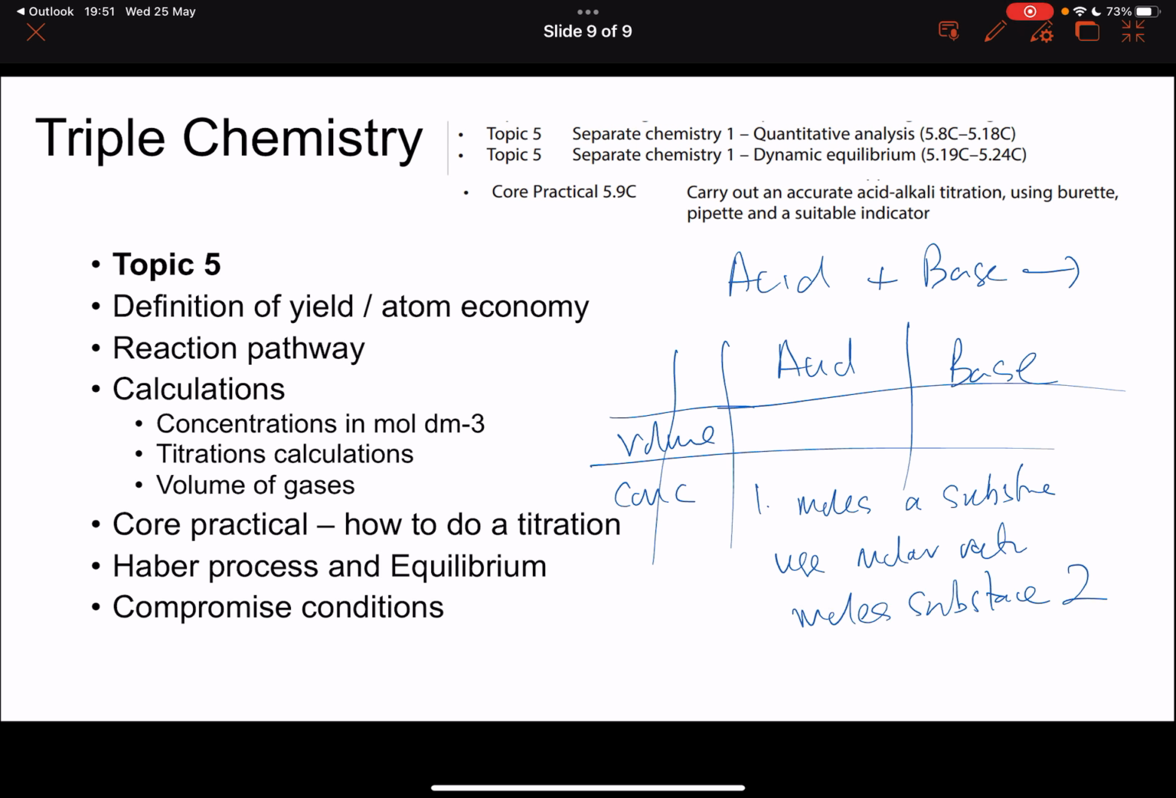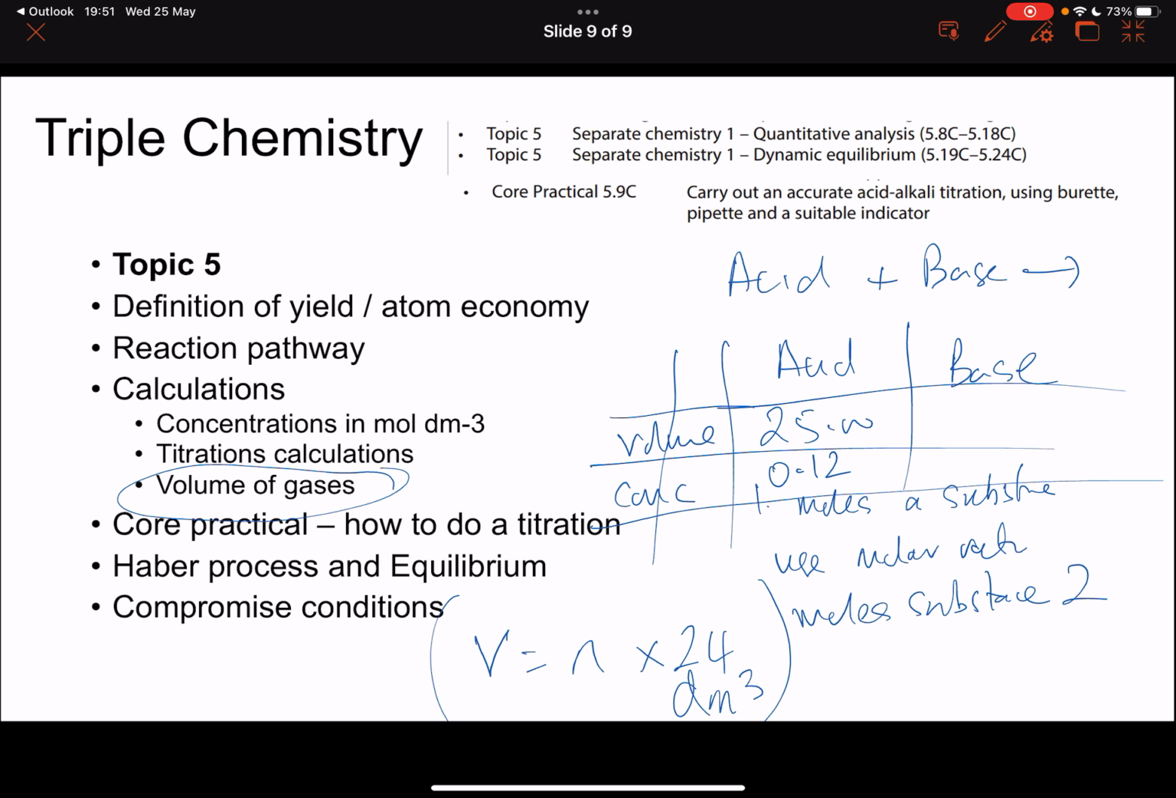So let's say I know the volume of my acid and I know the concentration of my acid. Then I can work out the moles of my acid. Moles of my acid become moles of my base if it's a 1-to-1 molar ratio. And then I can use that to work out the concentration of the unknown. Volume of gases, the formula is volume equals n times 24 dm³. Important formula to work out volume of gases only.